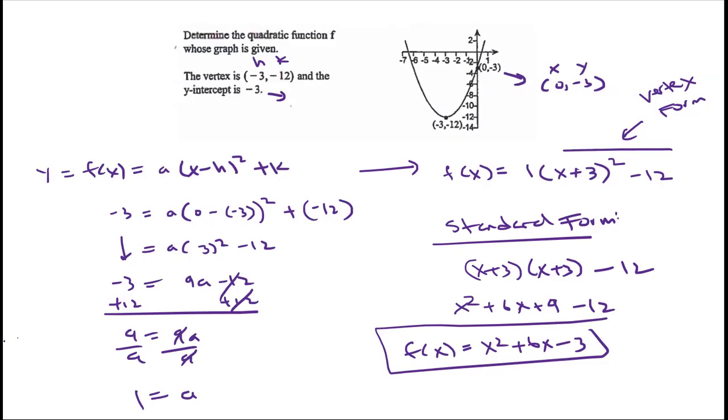Okay, so here's our vertex form. That's what they want. And if they asked for the standard form, we just multiply the (x plus 3) squared, and then we get this as our standard form.